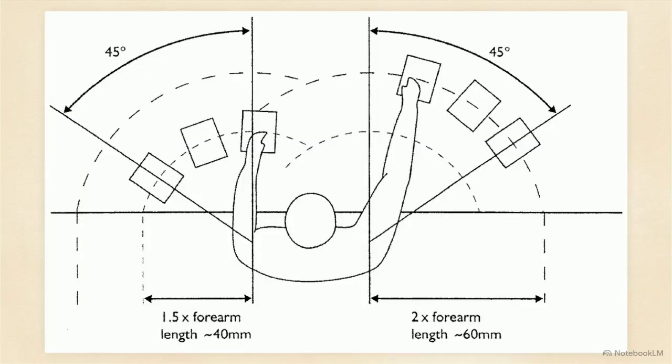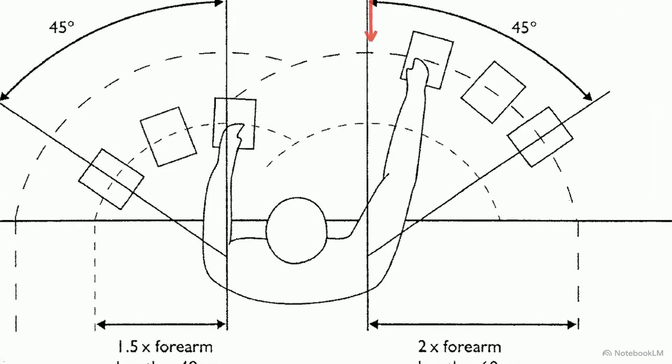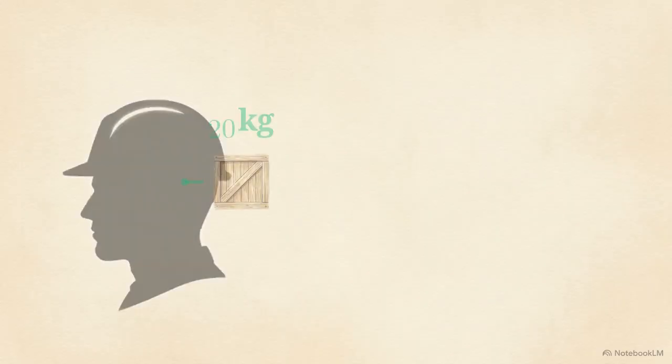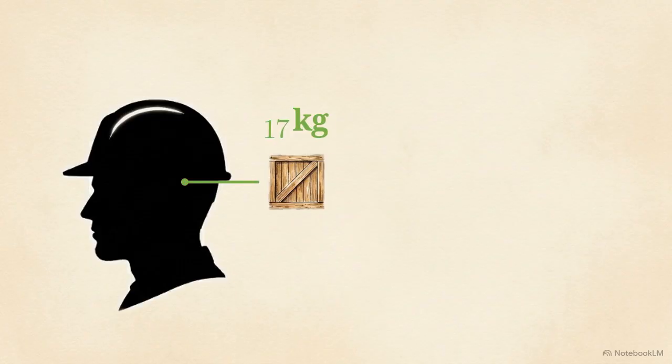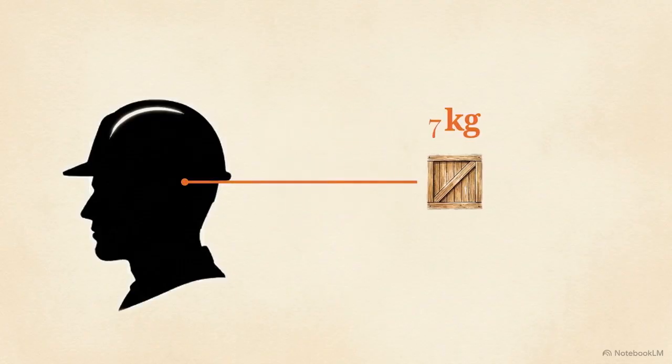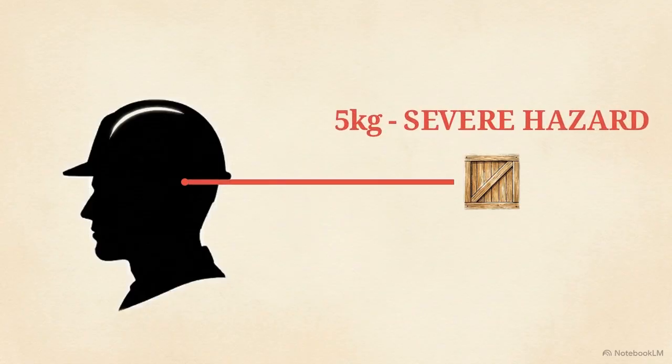Next, consider ergonomic risks. This diagram shows the specific mathematical limits of a comfortable human arm reach. Tasks requiring repetitive twisting or manual handling outside these arcs create severe, long-term musculoskeletal damage. A load's danger profile changes dramatically depending on where it sits relative to the worker's center of gravity. A 20-kilogram weight that is safe to hold tightly against the chest becomes a severe hazard if the operator handles it at full arm extension.